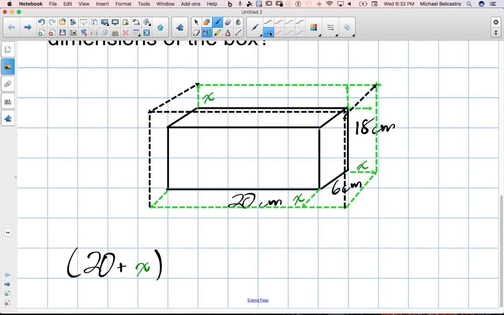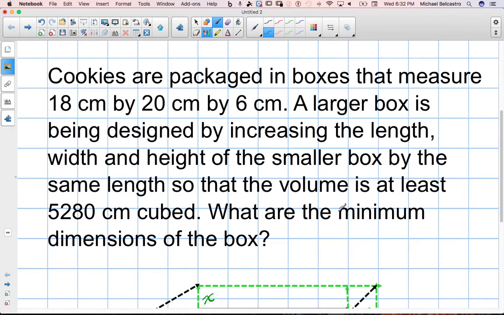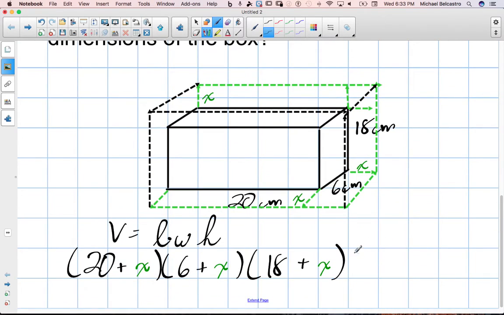Sorry, I should give us a volume formula first. Because this is volume, volume is historically length times width times height or depth or whatever you want to call it. So let's say the length is 20, we're going to increase that by x, times the width. The width is, we'll say, 6 plus x, and the height is 18 plus x. On top of that, they said they want it increased by the same length. So what is the volume? It is at least 5,280. So that means it needs to be equal to or larger than 5,280. And all the units are in centimeters, right?